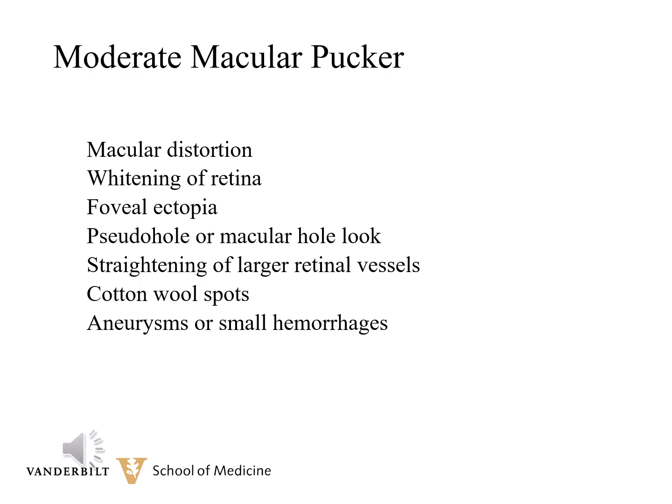In a slightly more severe presentation, or what we would call moderate macular pucker, you can have some macular distortion with some foveal ectopia and a pseudo-hole or a macular hole look. The retina itself may be a little bit edematous, and you can have some whitening of the retina. The retinal vessels can either be straightened or tortuous depending on the direction of the tractional forces. And occasionally there can be some cotton wool spots and hemorrhages, and also you can get some small telangiectatic vessels around the fovea.